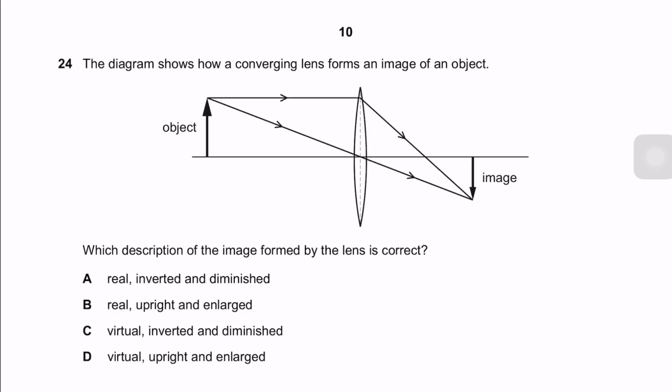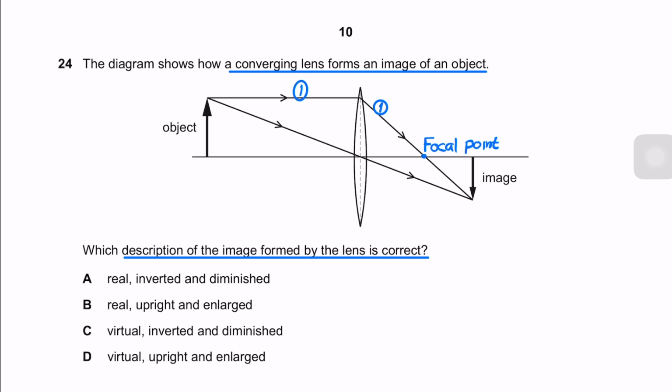The next diagram shows how a converging lens forms an image of an object. As you can see, the object and image are formed on opposite sides of the lens. Which description of the image formed by the lens is correct? Let's see how the rules are applied. First, you can see ray 1. This is the ray which is parallel to the principal axis. Remember the rule? An incident ray parallel to the principal axis will pass through the focal point. This point is the focal point. So this is rule 1. Now, this is rule number 3.